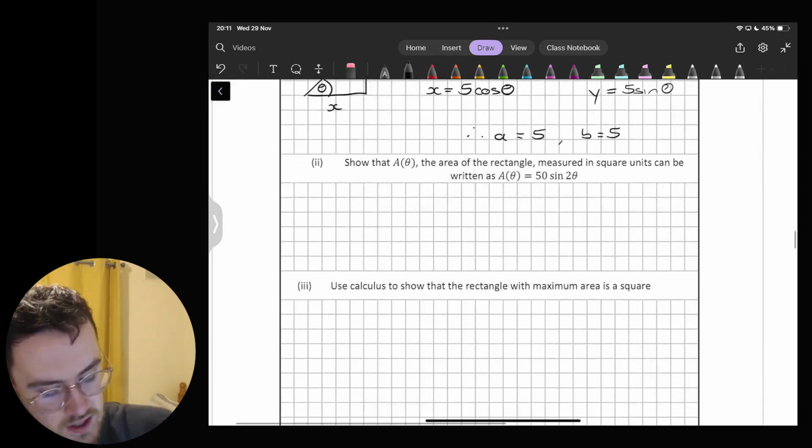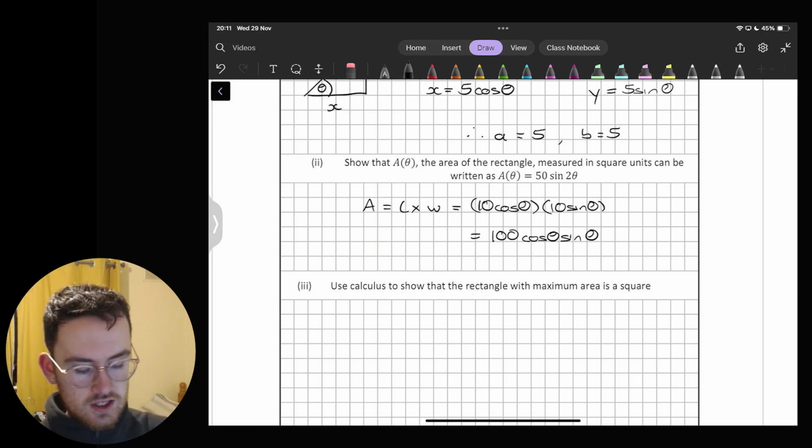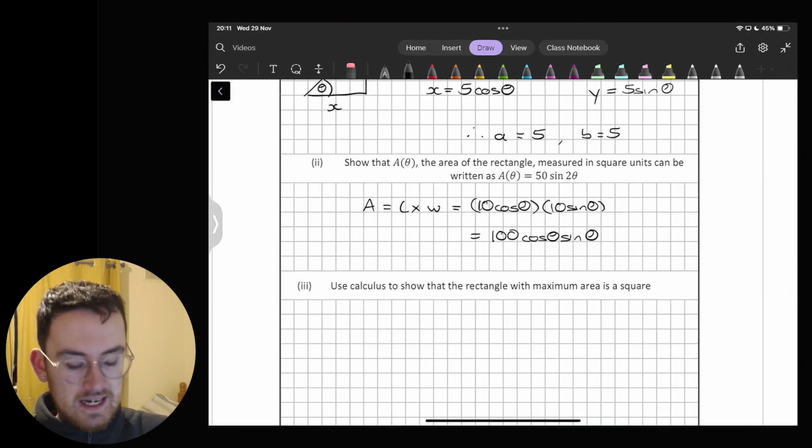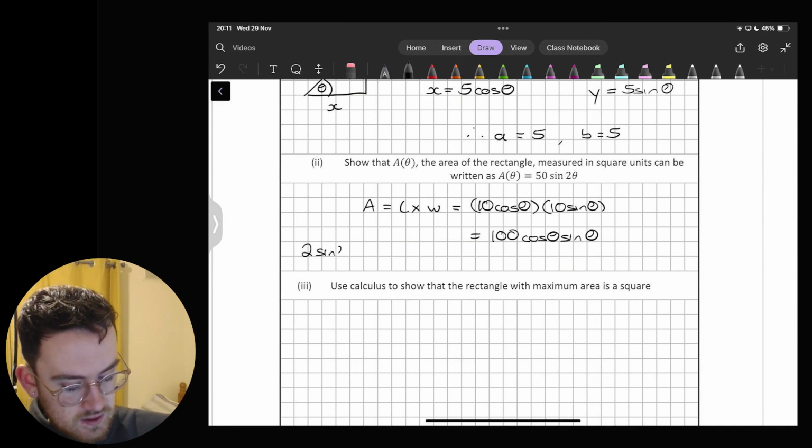So let's break it down. The area, of course, would be length by width, which would be 10 cos theta by 10 sine theta, which is going to give me 100 cos theta sine theta. Now, one of my trig identities that I should be able to find in my log tables is actually that 2 sine theta cos theta is equal to sine 2 theta.